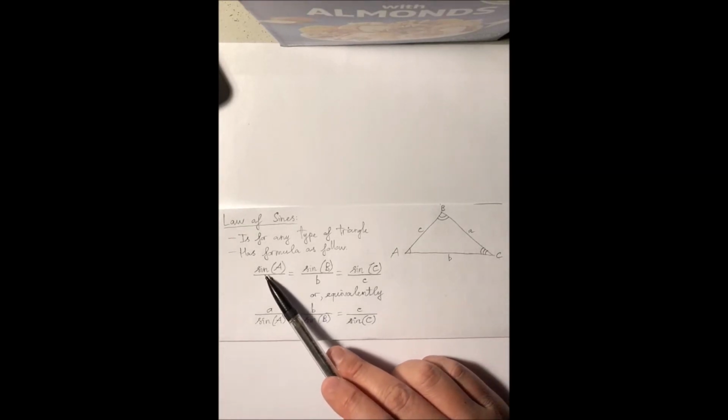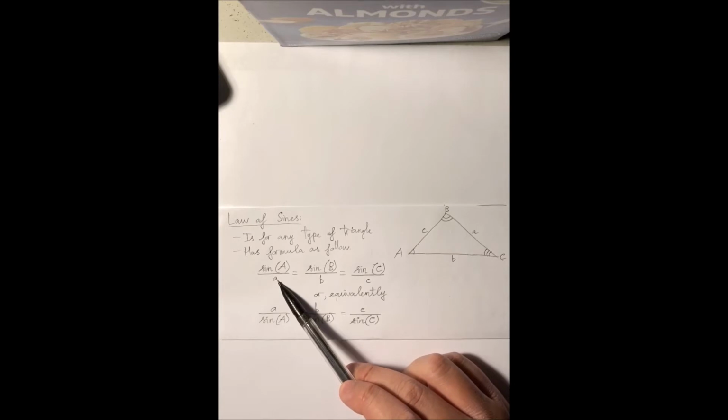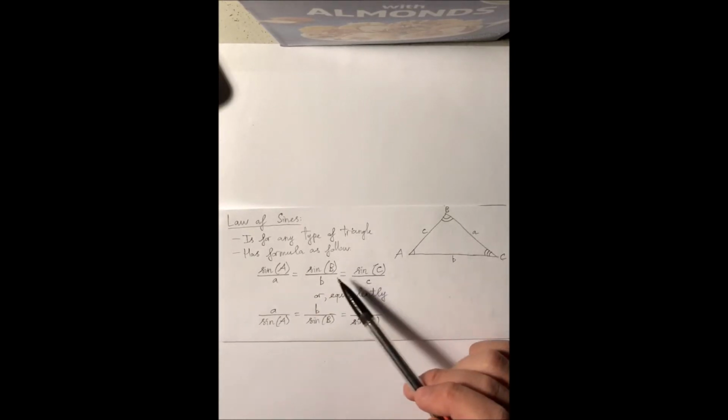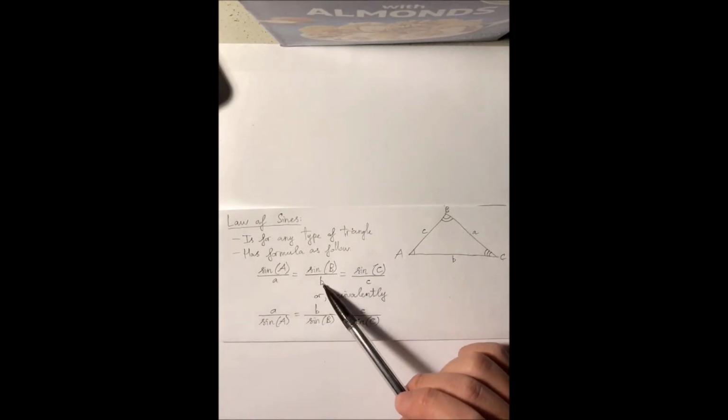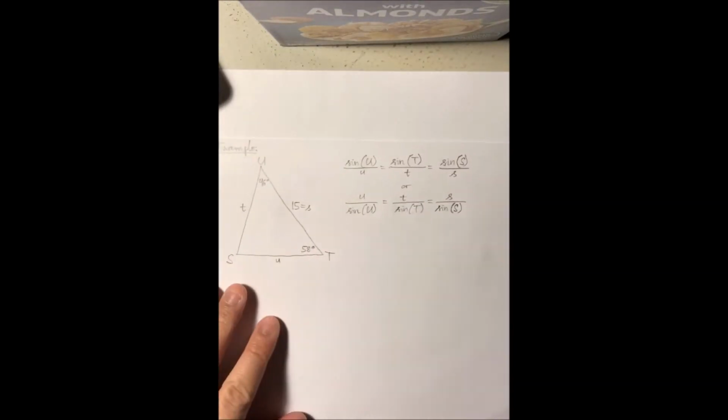And the formula has two versions. This version, where the side of the angle is divided by the opposite side to that angle. And the same thing for the other two angles, capital B and capital C, respectively lowercase b and lowercase c. Or equivalently, if you flip each of these ratios, you get the second form of the formula. So use one of these forms, depending on which one is more comfortable for you. All right, let's go over some examples.